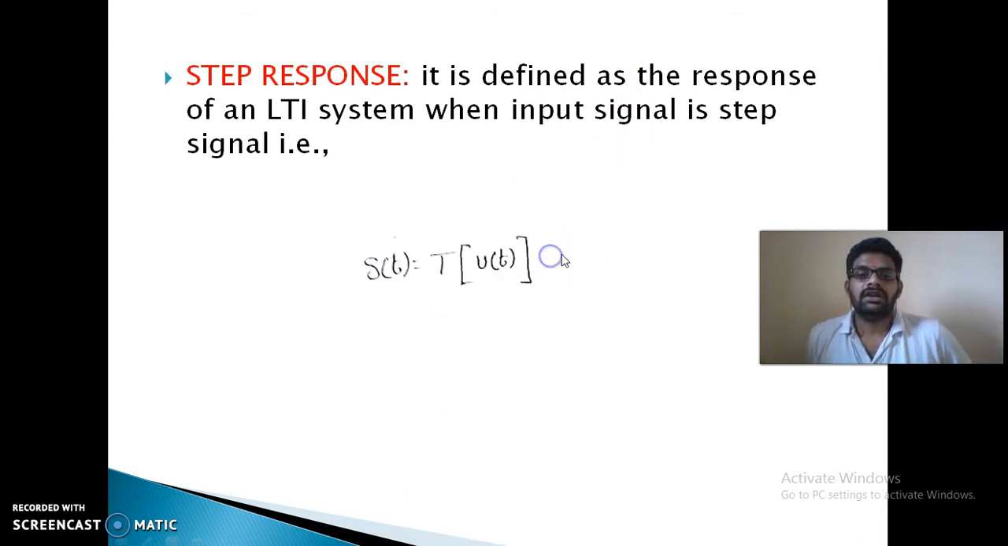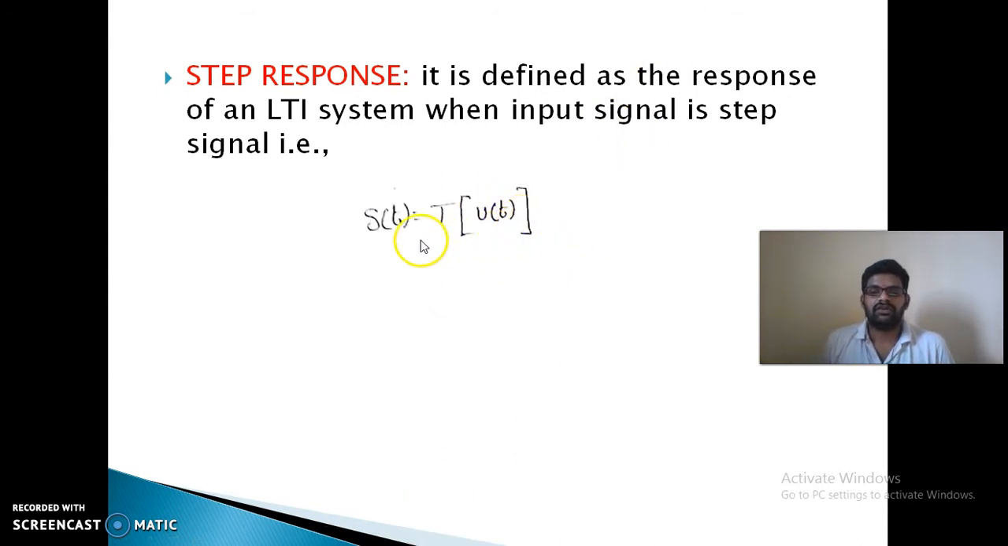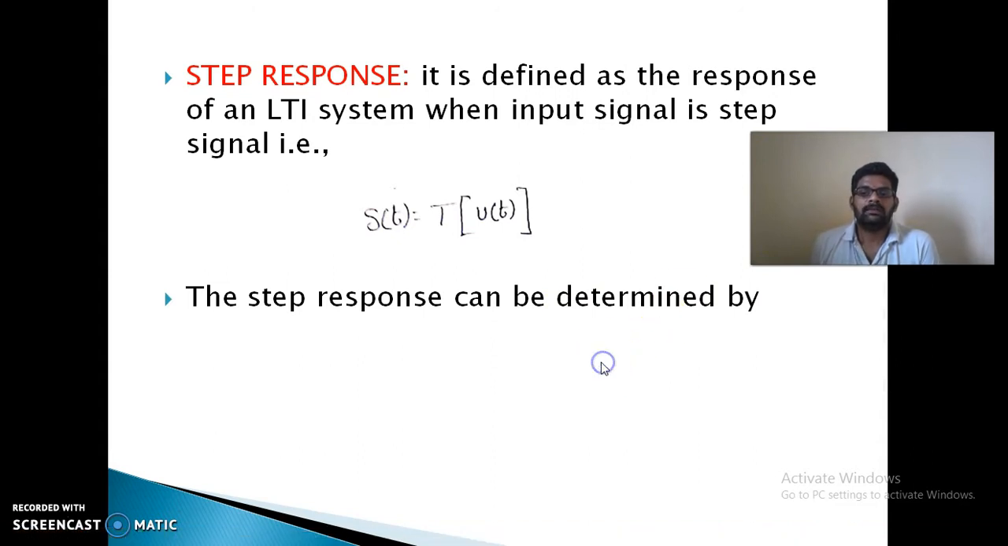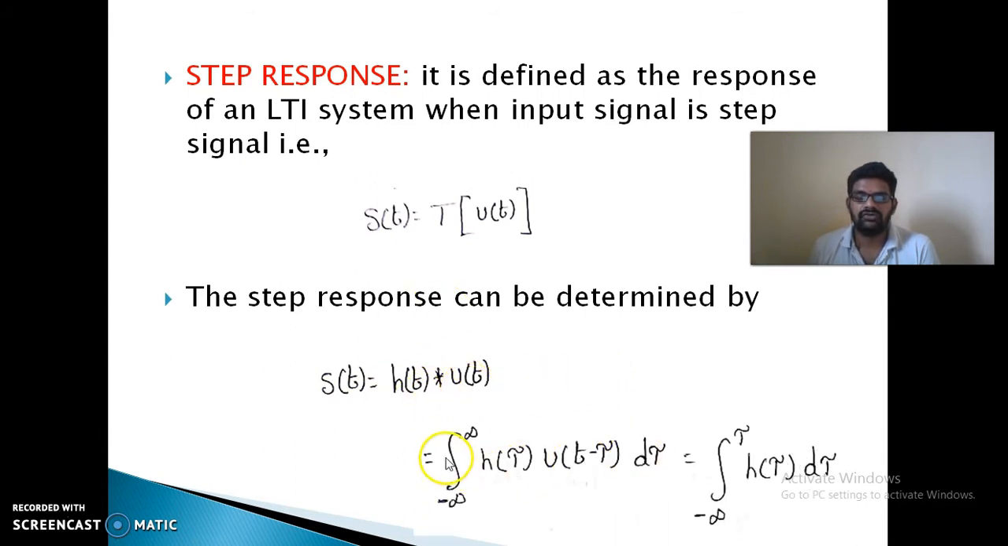If the input is u of t instead of delta of t, the response of the system is known as the unit step response. That unit step response can be given by y of t equal to x of t convolved with h of t. Substituting in this equation, we get the integral of h of tau times u of t minus tau, integrated with respect to tau. Tau is the variable; up to t it will be defined, and beyond that it won't be defined.